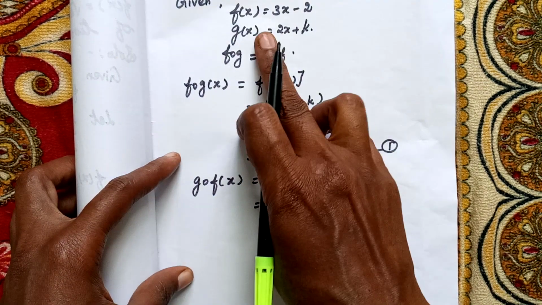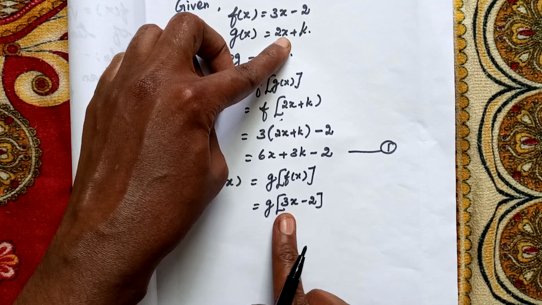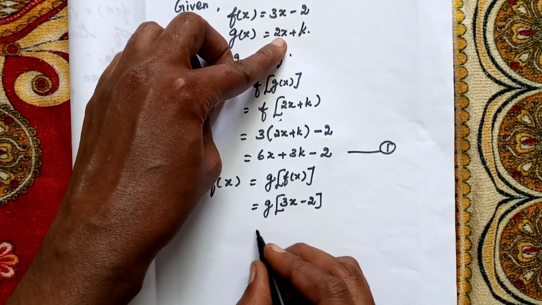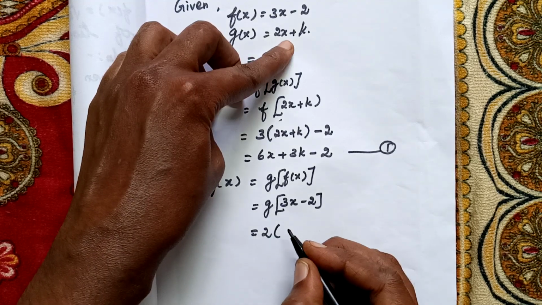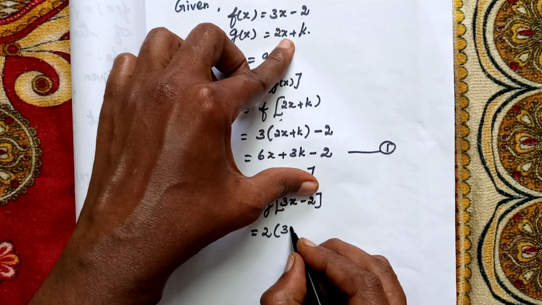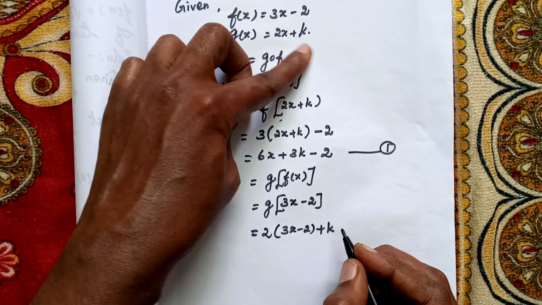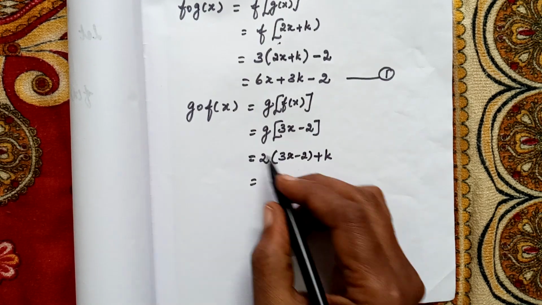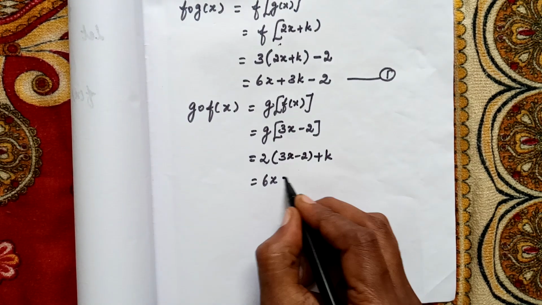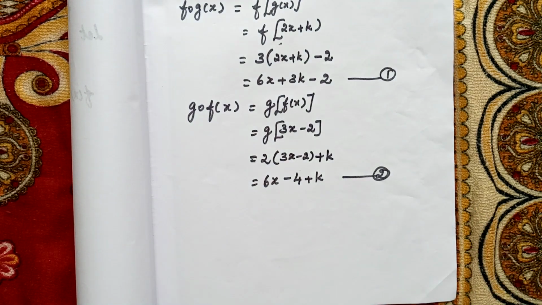Next, what is g of x? 2x plus k. Here, in place of x, what do we have to replace? 3x minus 2. So what will we get, students? 2 into 3x minus 2, plus k. Multiply inside: 3 twos are 6. So 6x minus 4 plus k. This is equation 2.